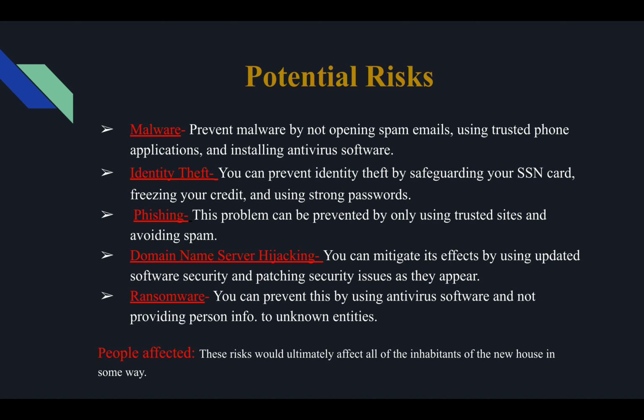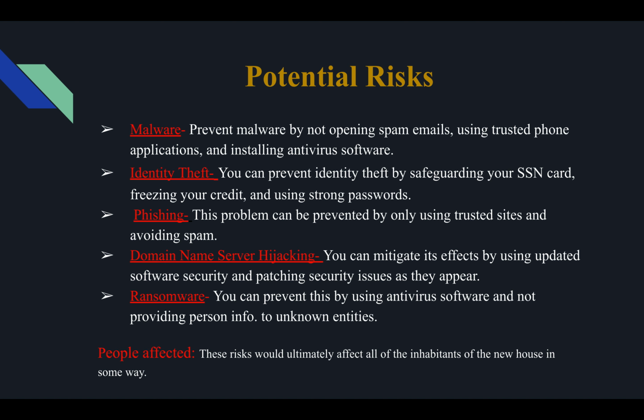Number two, identity theft. This is where a person uses another person's personal information to commit fraud. You can run into this problem by losing your social security number card. You can prevent identity theft by safeguarding your SSN card and using strong passwords. Number three, phishing. This is the practice of sending fraudulent emails with the hopes of securing personal information. You can run into this problem by giving your password information to unknown sites. This problem can be prevented by only using trusted sites and avoiding spam.